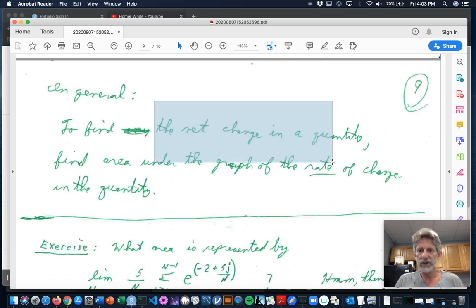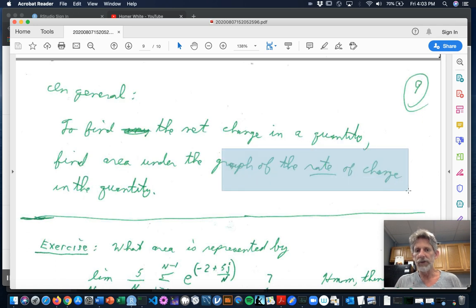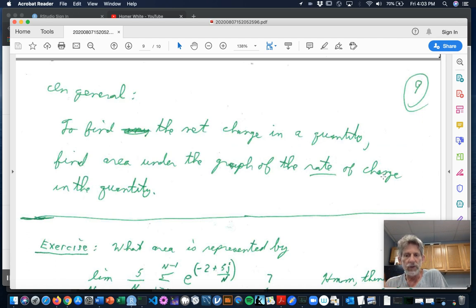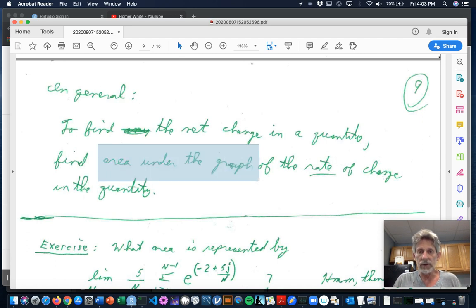To find the net change in a quantity, just think of a graph of the rate of change of the quantity. Remember, derivative is a rate of change? If you could take the derivative of a formula for your quantity to get its rate of change, make a graph of that, and get the area under the graph of that, you will figure out how much the quantity changed. So this is widely applicable, and it's why areas underneath curves are so important.